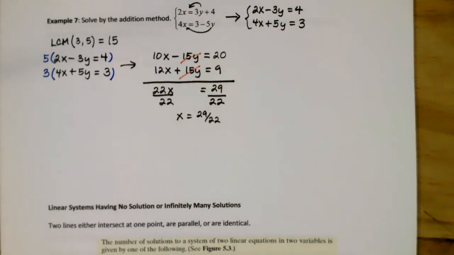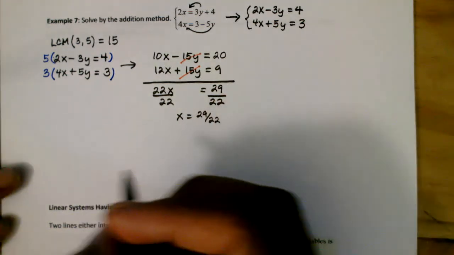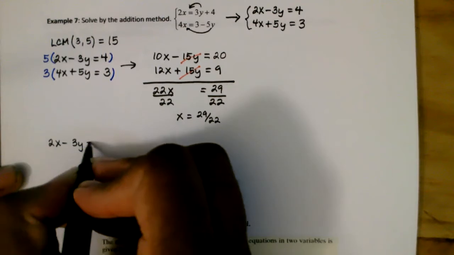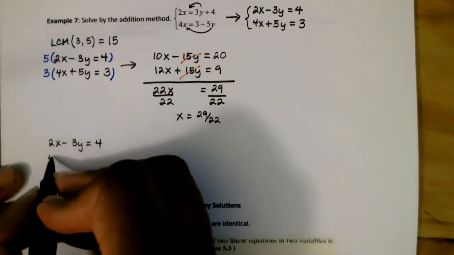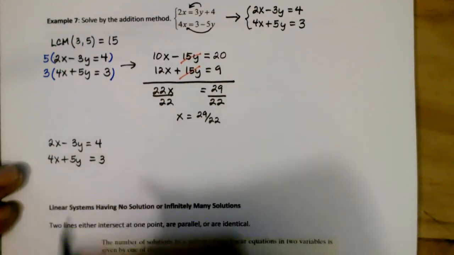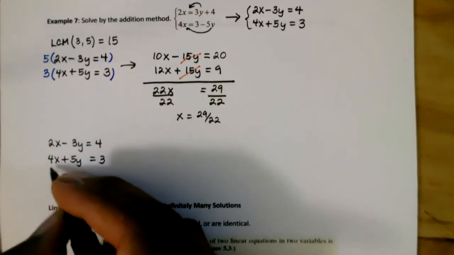So here, substituting x in one of the equations with 29 over 22, the arithmetic can be complicated. So now we eliminate the y's. Let's try to eliminate the x. So we go back to our 2x minus 3y equal 4, and 4x plus 5y is equal to 3. Now, we're eliminating the x's here.